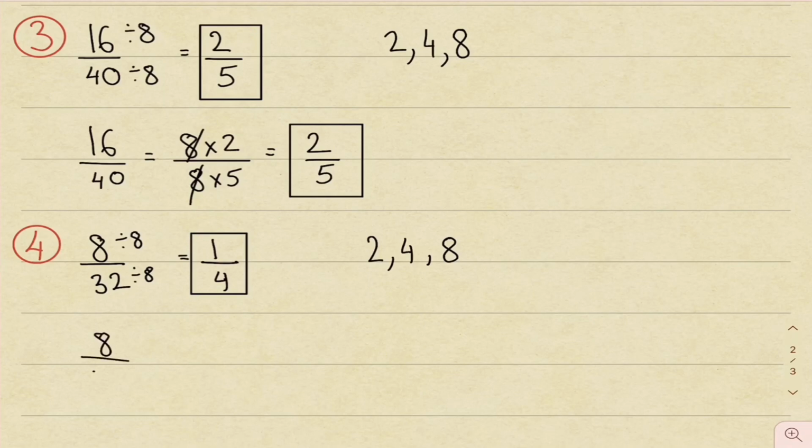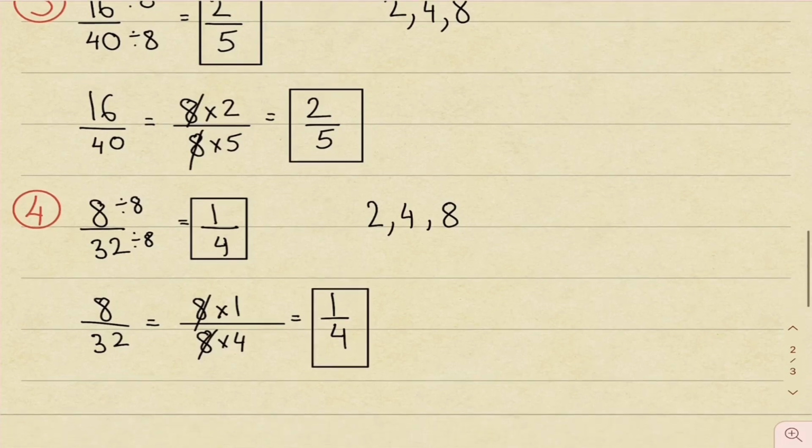So now let me do it the other way as well. 8 over 32. What are two numbers when you multiply each other that give you 8? It is 8 times 1. And two numbers when you multiply each other that give you 32 is 8 times 4. 8 and 8 cancel each other. Your answer is 1 over 4.